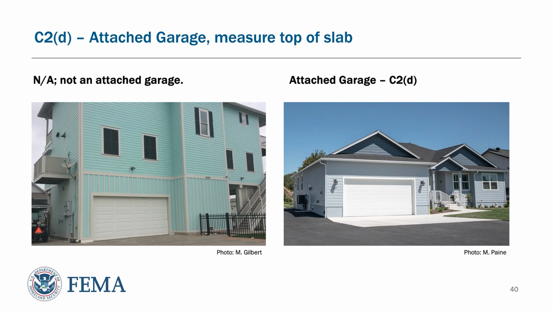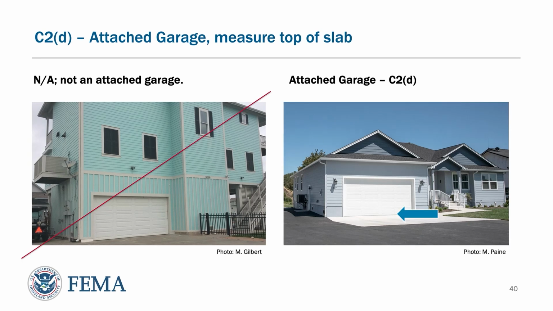For C2D, there's no change to the form. It records the lowest point of the slab floor in an attached garage. A garage that's the first floor of an elevated building with other floors above it is not an attached garage, it's just an enclosure. The example on the left is an enclosure floor used for parking, and it's actually C2A, not C2D. The one on the right is an attached garage, so C2D would be the garage floor slab at its lowest point.